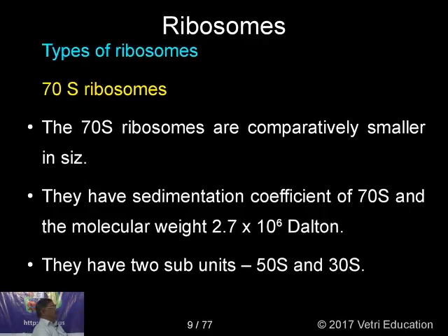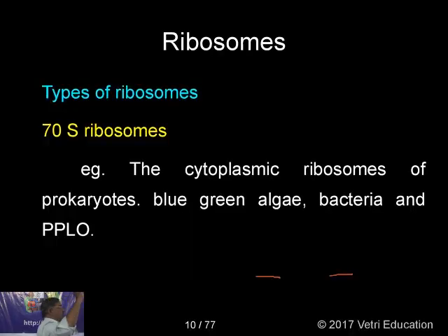These types are 70S ribosomes. The 70S ribosomes are comparatively smaller in size. They have a sedimentation coefficient of 70S and a molecular weight of 2.7 into 10 to the power 6 Dalton. They have two subunits that join together, 50S and 30S. These 70S ribosomes are found in the cytoplasm of prokaryotes, blue-green algae, bacteria and PPLO, pleuropneumonia-like organisms.